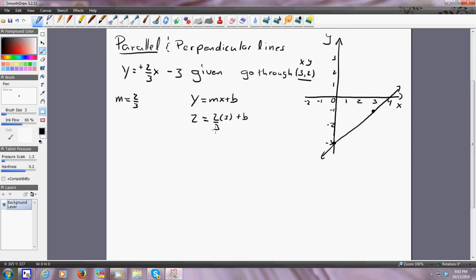2 times 3 is 6, divided by 3 is 2. So I get 2 equals 2 plus b. I subtract 2, I get 0 equals b. Well, that's fine. It doesn't really make much of a difference. And so I'll do this in a nice red. So I have y equals, my slope of my new line is the same as my original line, plus 0. Start at 0. I go up 2 and over 3.